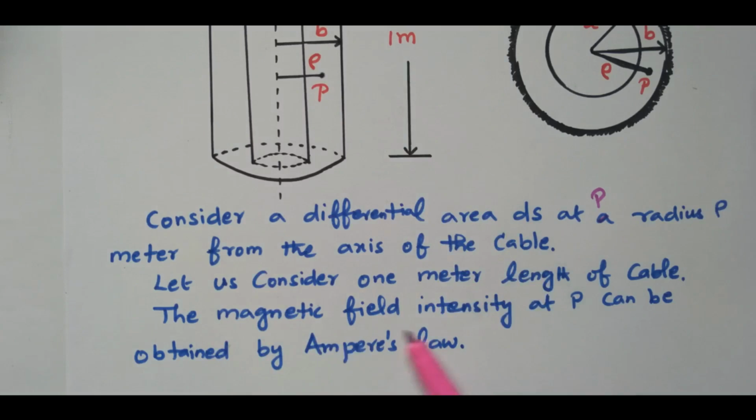The magnetic field intensity at point P can be obtained by Ampere's law. By using Ampere's law, we can find the magnetic field intensity, thereby we will find the inductance. Our aim is to find the inductance. First, we will find the magnetic field intensity. Then, step by step, finally, we will calculate the inductance of this cable.